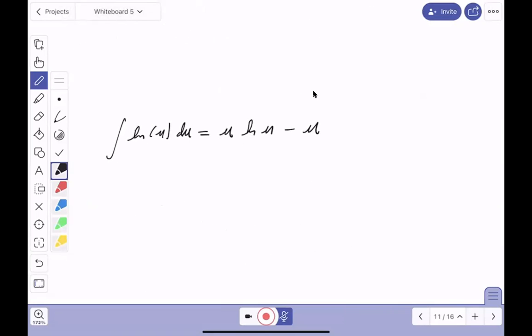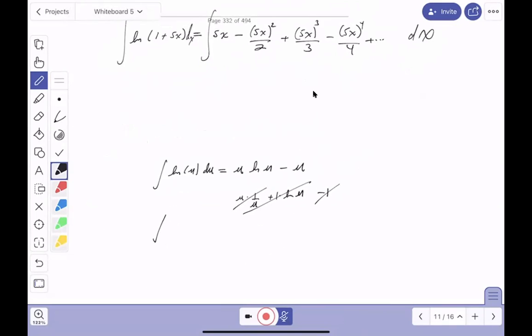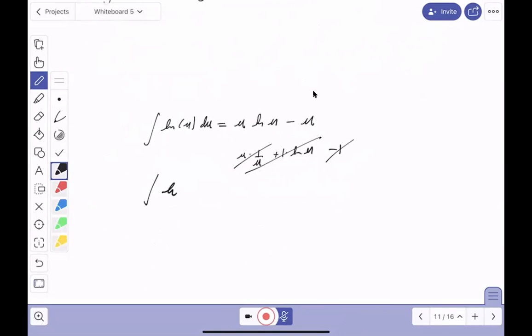All right, now you may not remember. I'm going to check it. So what would you get? You would get u times 1 over u plus 1 times ln u minus 1. Well, 1 minus 1 is none, so we do get ln u. So this works out nicely. So what I want to do is I want to see, can I integrate this guy, which is ln(1 plus 5x).